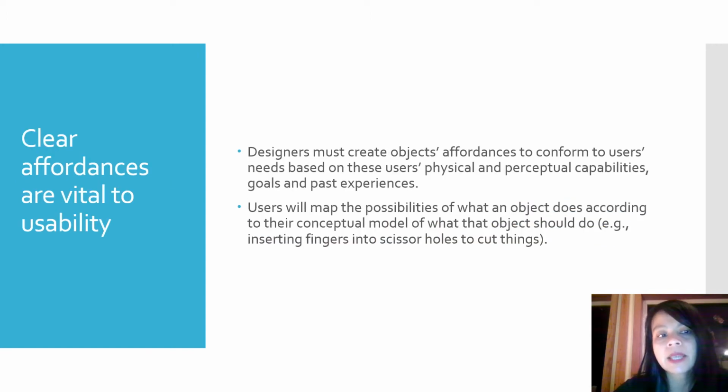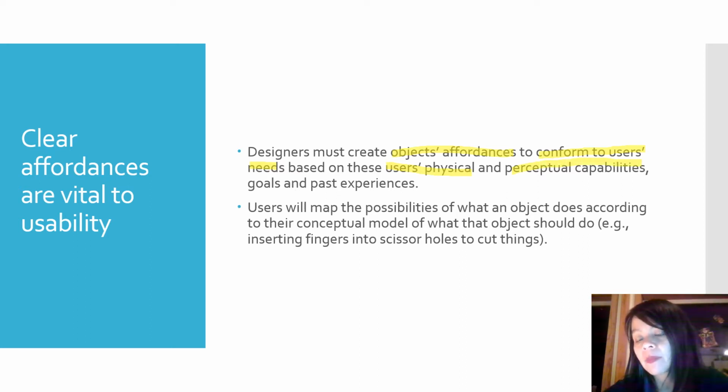This means that designers must create objects, affordances, to conform to the user's needs based on the user's physical and perceptual capabilities. Because when it comes to human-computer interface design, you're not thinking so much about physical capabilities only, although it's still there, but you're also thinking about perceptual capabilities. And not only capabilities, but also goals and past experiences.